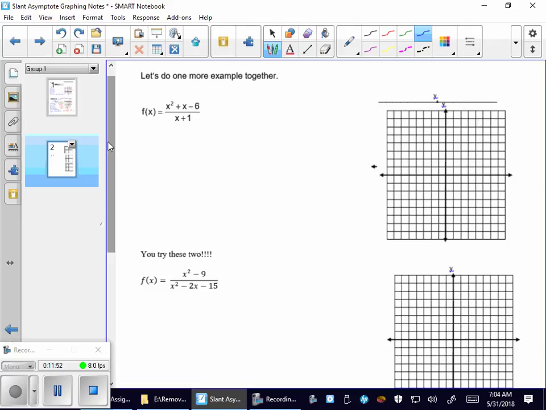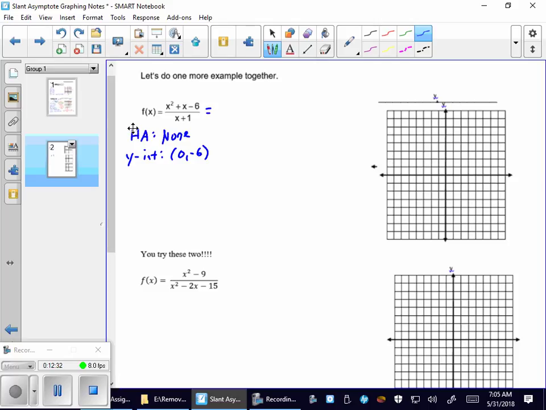So again, let's go through our process. We're going to find the horizontal asymptote first. And again, because the power of the numerator is greater, there aren't any. We're going to find the y-intercept. All right, so the y-intercept is what I get when I plug zeros in for all my x's, which is just going to leave you with -6 over +1, which is -6. So 0, -6 is my y-intercept.